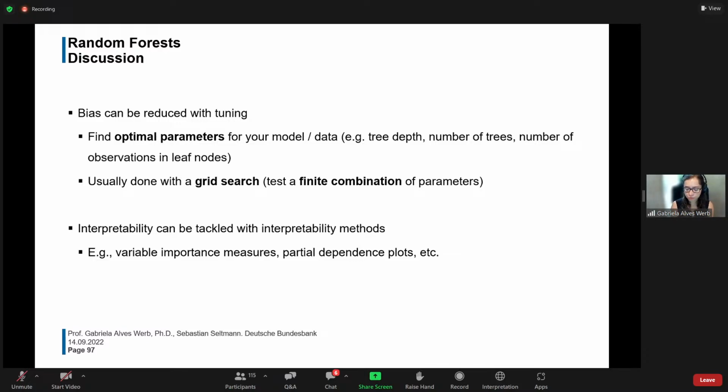Now, I mentioned before that we should also be careful when using these interpretability methods, because having a feeling about how a variable impacts our prediction does not necessarily mean that this variable actually has a causal effect, right? And we're going to discuss that in a second. I see Fabio has a question here, so let's take his question first.